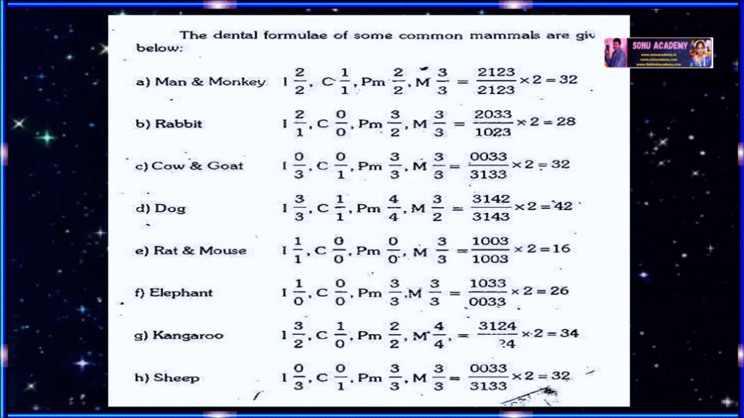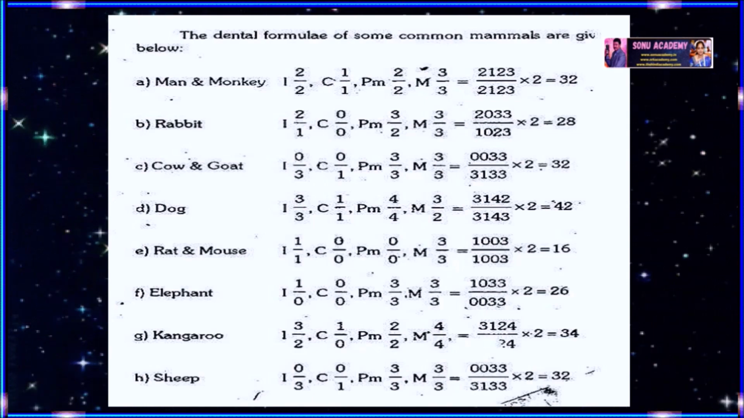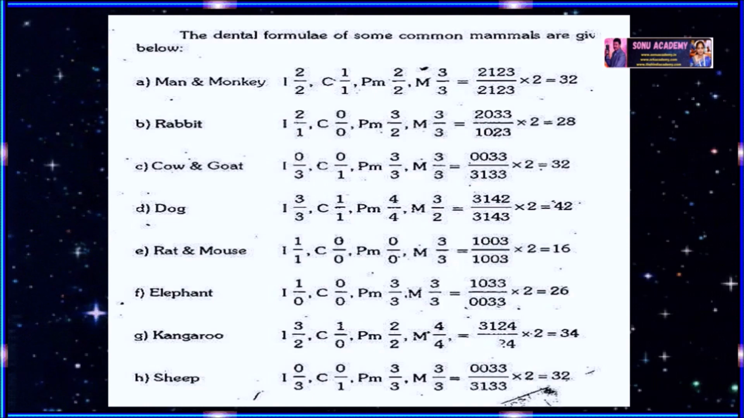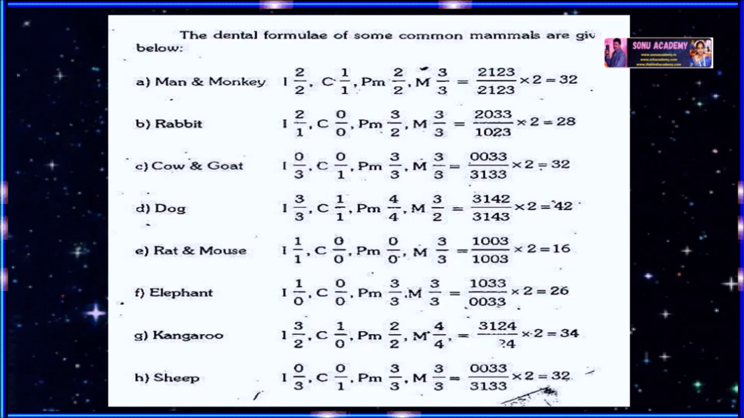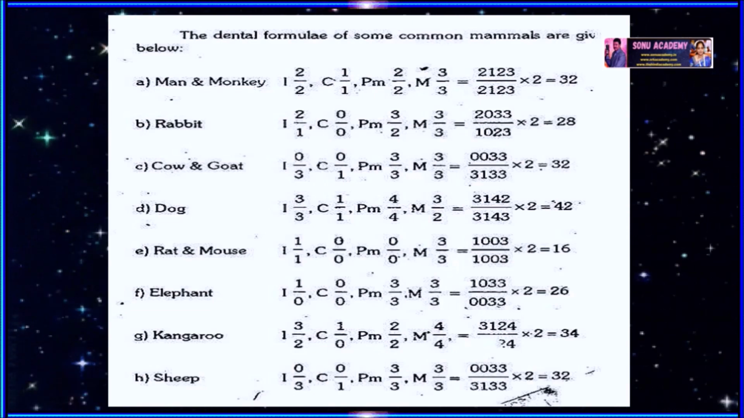Like man and monkey, they have incisors 2 by 2, canines 1 by 1, premolars 2 by 2 and molars 3 by 3. Total, the dental formula is 2123 by 2123. Into 2 means 2 sets, upper and lower jaw. Altogether we have 32.